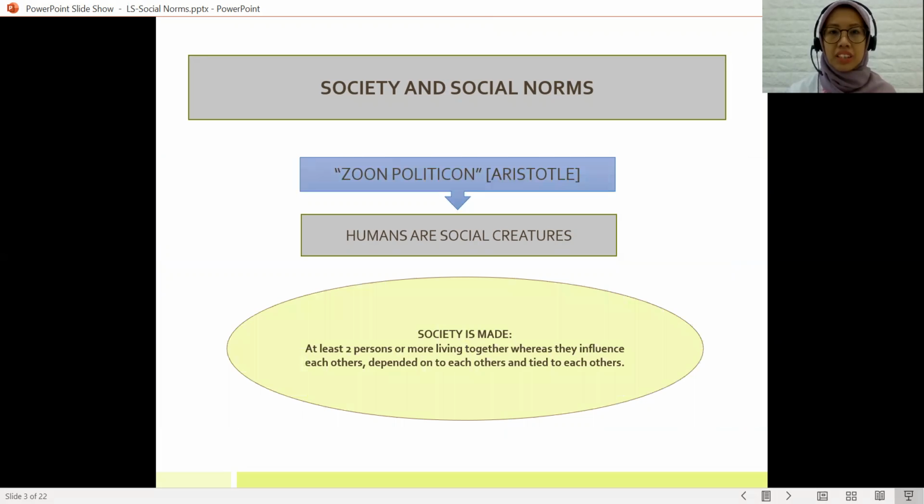So it is fascinating to start this presentation with what Aristotle mentioned, that we are human as a zoon politikon. We are social creatures. We cannot live without the presence of others. In daily life, in almost every activity, every moment in our life, we need to interact with other human beings. That is why society is made, because at least two persons or more live together, whereby they influence each other, depend on each other, and are tied to each other.